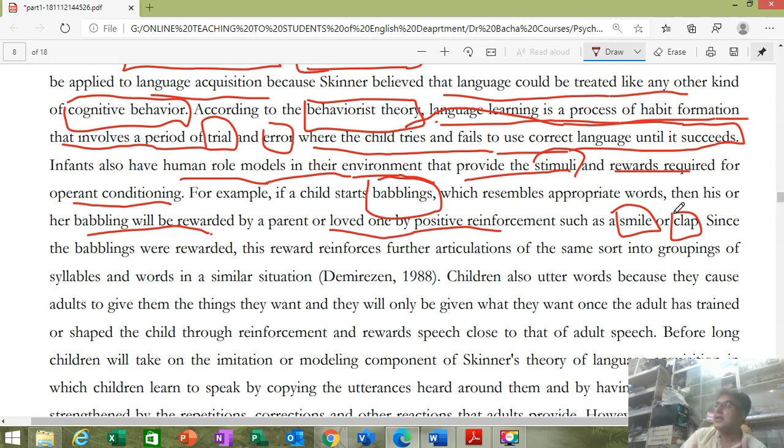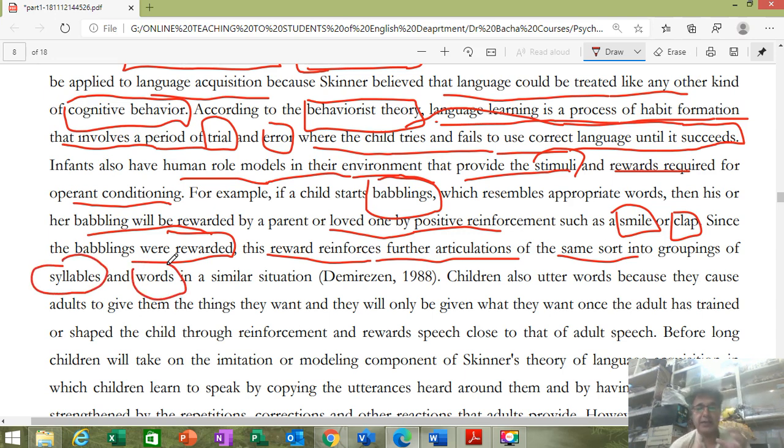So thus it indirectly encouraged the child to use their language. This was his point of view. Since the babblings were rewarded, this reward reinforces further articulations of the same sort, into groupings of syllables and words. This was actually noted by Behaviorism.